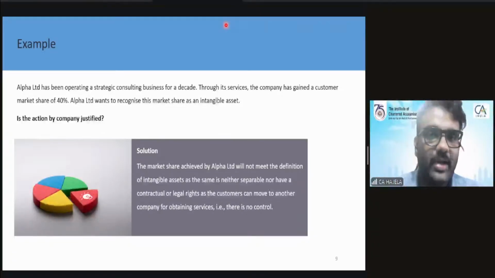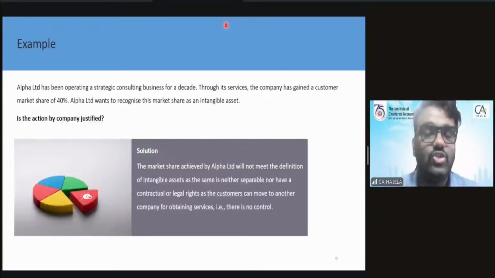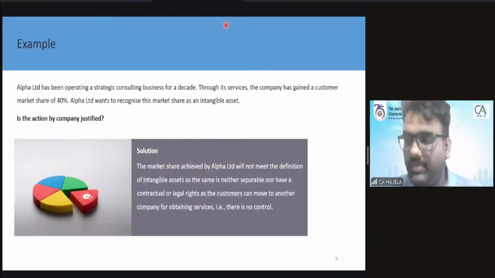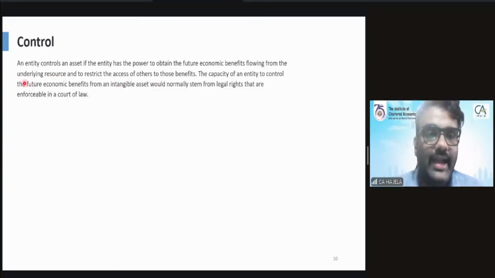So always remember to apply these principles whenever there is a doubt whether a particular element deserves to be an intangible asset or not. We check for these characteristics, and one of the very important characteristics that I just discussed is control. So let's deep dive and understand what control is. An entity controls an asset if the entity has power to obtain future economic benefits flowing from the underlying resource and to restrict the access of others to those benefits.